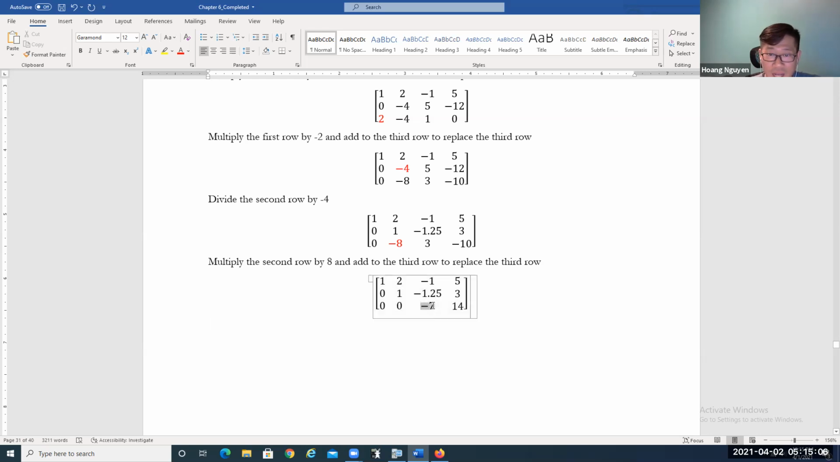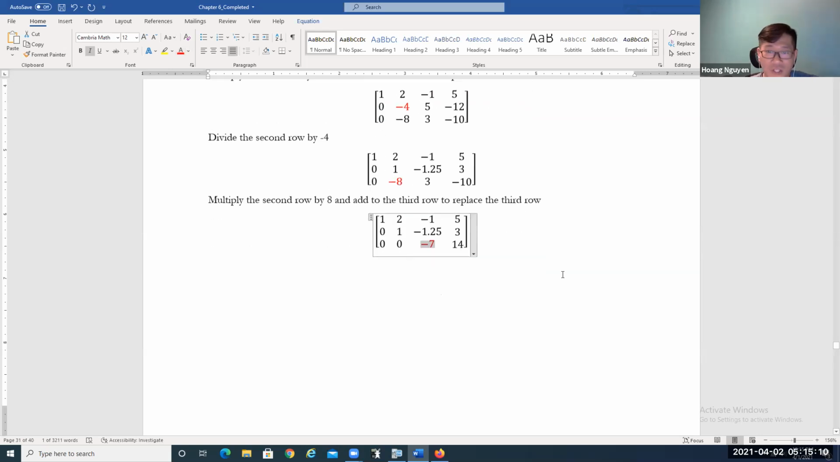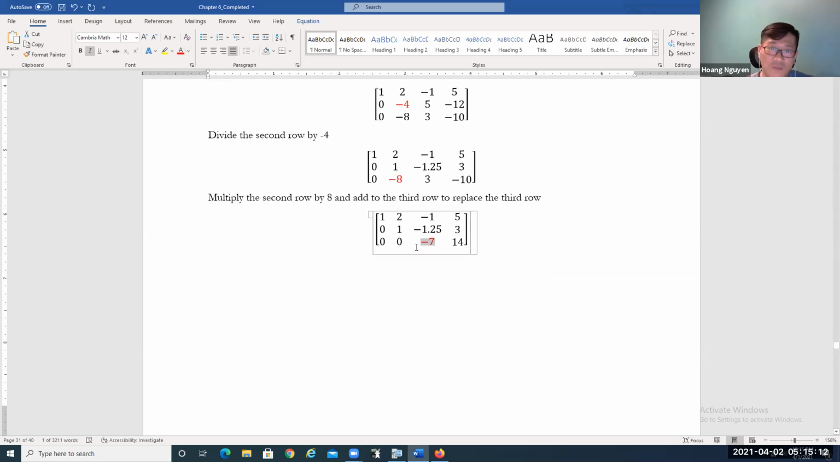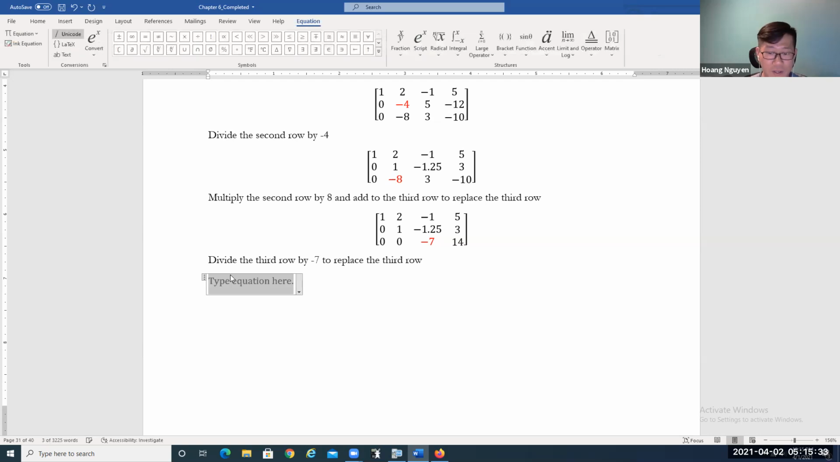So the third element right here is equal to negative 7. But you don't want that to be negative 7. You want to make that element equal to positive 1, right? So we're going to divide the third row by negative 7 to replace the third row. Okay. So once again, we only modify the third row.